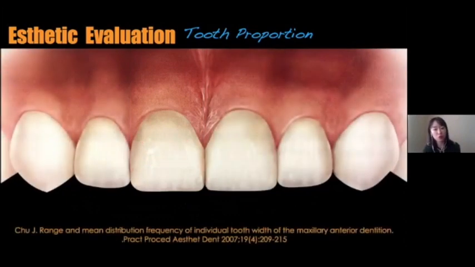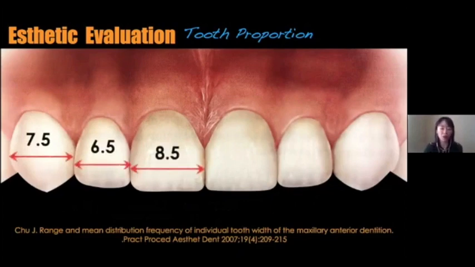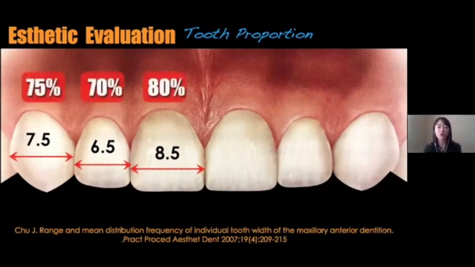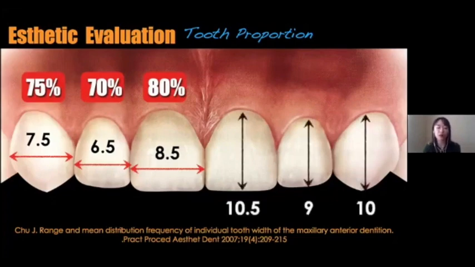According to Chu's article, he listed certain mean numbers for the anterior six teeth, such as 8.5 for the central, 6.5 for the lateral, and 7.5 for the canine. If you adapt those ratios of width and length, you can easily come up with the number for how long the tooth should be. The central is supposed to be around 11 millimeters, the lateral 9, and the canine 10.